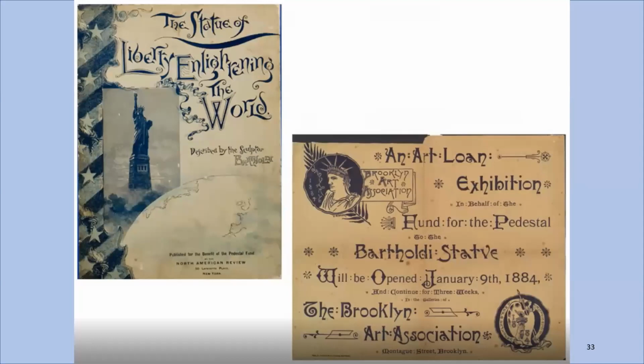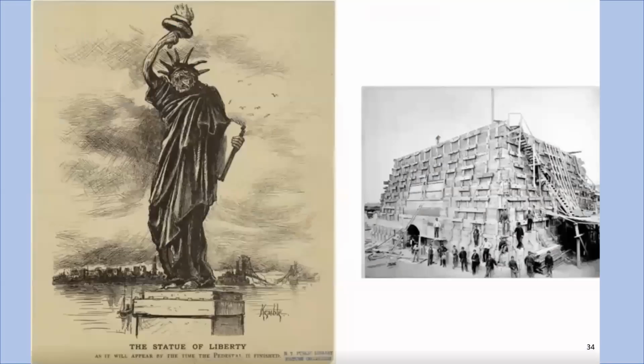So that was as high as the pedestal had been built, and the U.S. committee was completely broke. They were the committee that was supposed to be raising the funds. They were down to their last $1,000. So needless to say, the magazines and newspapers had a heyday with that, and they would print images like you see on the left, showing the statue as a shriveled up old lady, as it would appear at the time the pedestal would finally be finished.